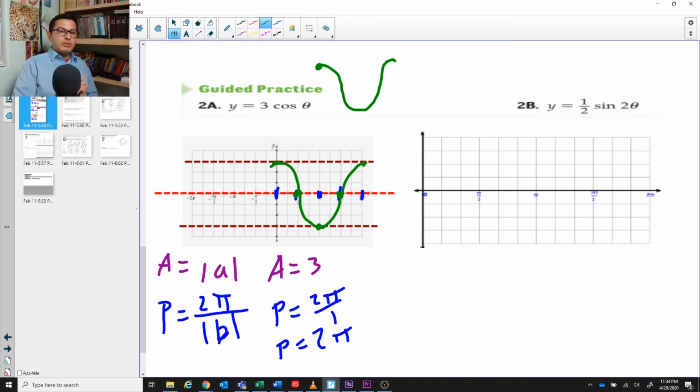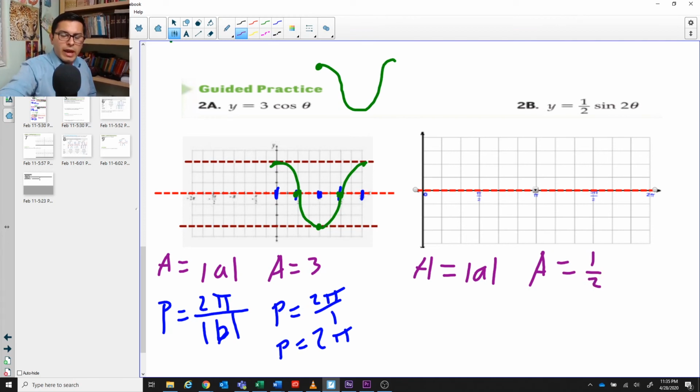Let's look at 2b. It looks like it's a little bit more involved, but it's actually not that bad. First thing first, we are going to put in our midline. Boom, midline. Now we're going to put our maximum and minimum. This is based on our amplitude. So our amplitude in this case, absolute value of A, is going to equal 1/2.